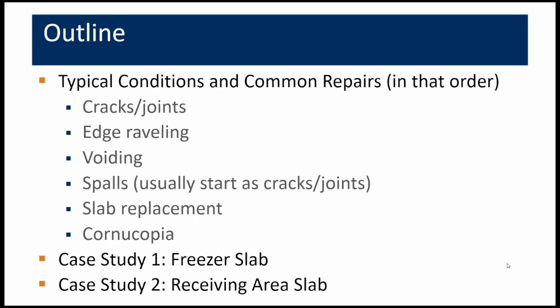So we'll start off with some typical conditions. I'll share all the very common conditions that we typically run into, and we'll go through all those. Since there's a lot of overlap in those conditions, I'll present them all, and then we'll follow up with common repairs to address those conditions. Those conditions are cracks, which we're all familiar with, edge raveling, which is associated with cracks, voiding below the slab, spalls in the slab, situations where we may need to do slab replacement, and then I have this cornucopia term here because there's a lot of overlap between these conditions, and typically our repairs involve several of them. And then at that point, I'll turn it over to Darren, who will talk about a couple of case studies. His are going to be a little more unique conditions, so I'm going to present some common ones, and he's going to present some unique ones in the context of these case studies.